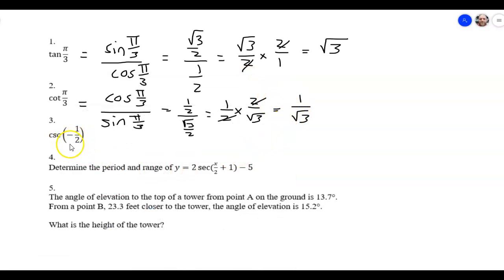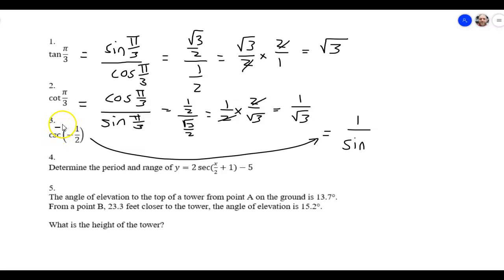The next one is the cosecant of negative 1/2. And remember, the cosecant is equal to 1 over the sine. The cosecant and the sine are reciprocal functions of each other. So I can write this, I'm going to do it over here, give myself a little bit of space, as 1 over sine of negative 1/2. Oh, hold on just a minute. This is not an angle, that is a value there.